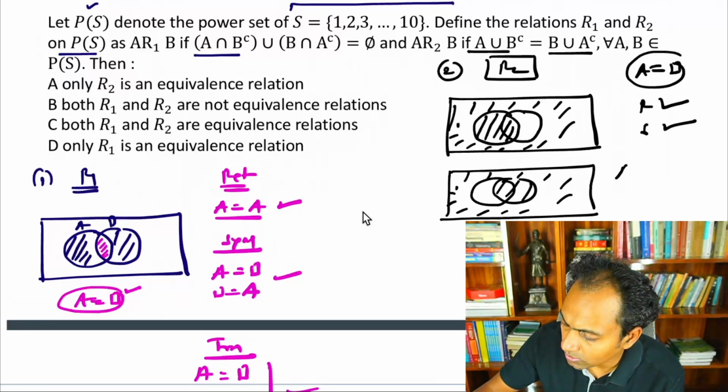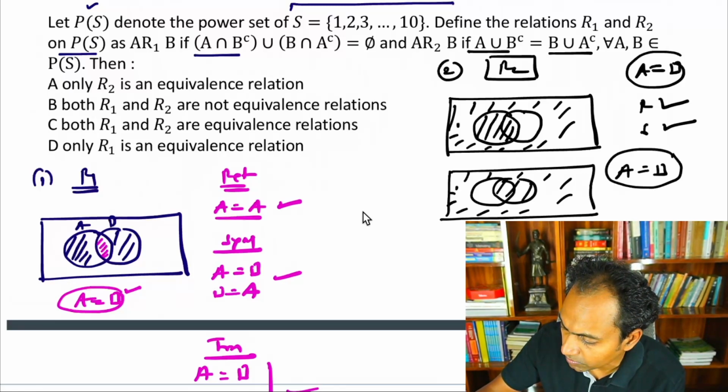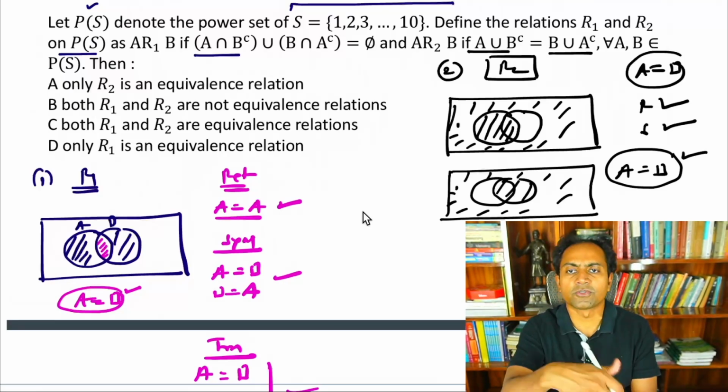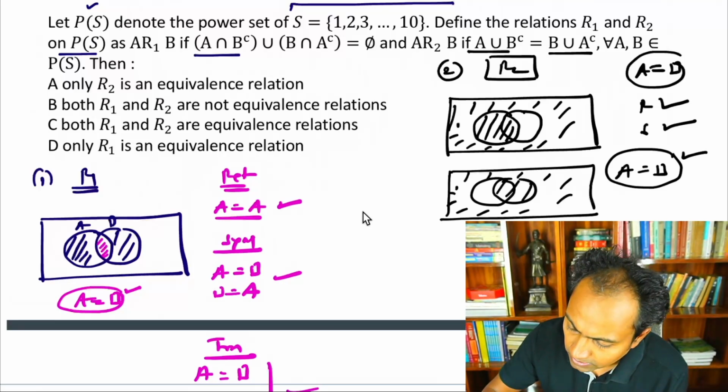See, this can only happen when again A will become equal to B. So this is the same case as the first case. So this will also become equivalence. Hence, option C comes out to be true.